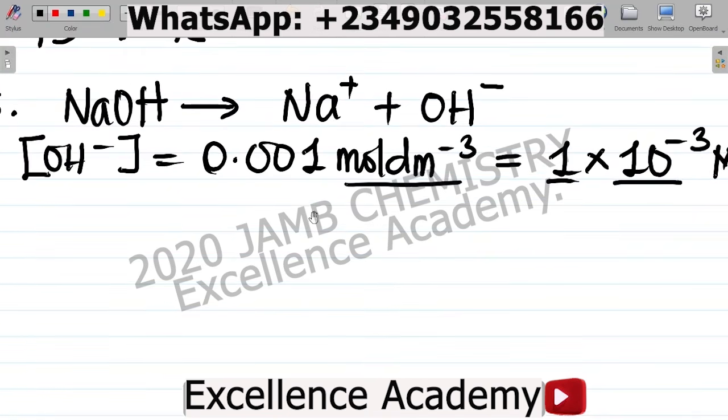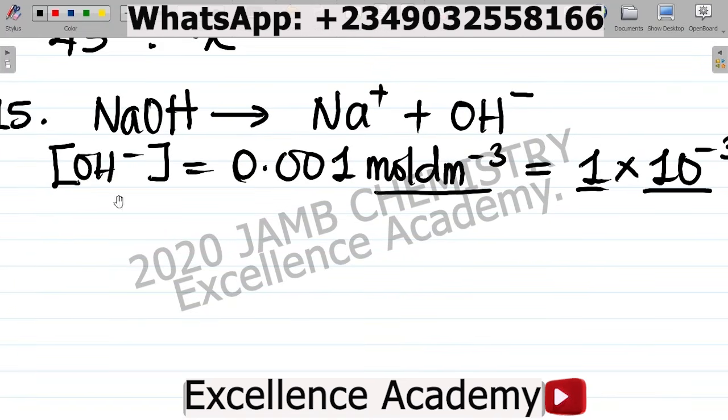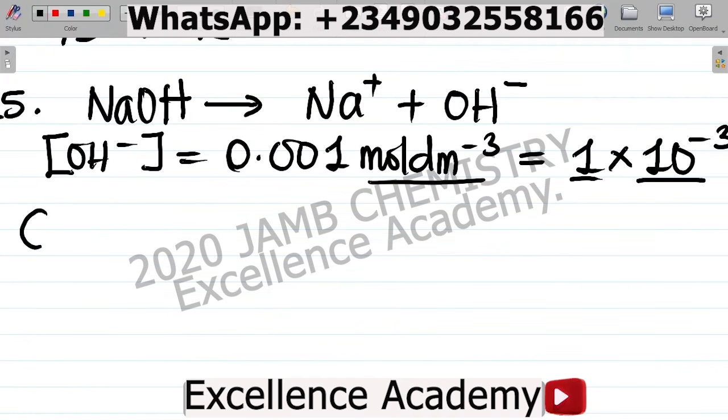So what we have here is the concentration of the hydroxide ion. After this, the next thing we'll have to do is to compute pOH. All right, let's compute this.